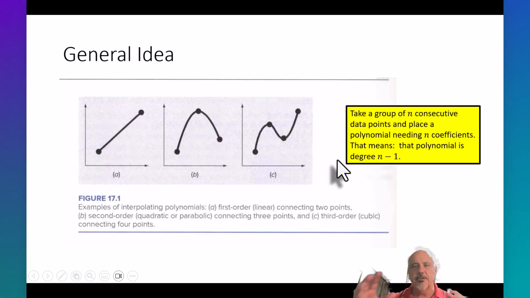So just kind of the takeaway is you're going to take a group of n data points, and here we're talking 4, and a polynomial that would need n coefficients. That means that the polynomial degree will be 1 less. So for 4 points, we're going to end up putting a cubic through that. Okay, how do we do that?